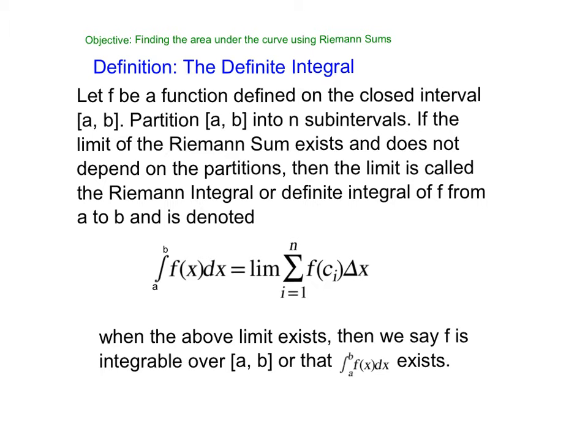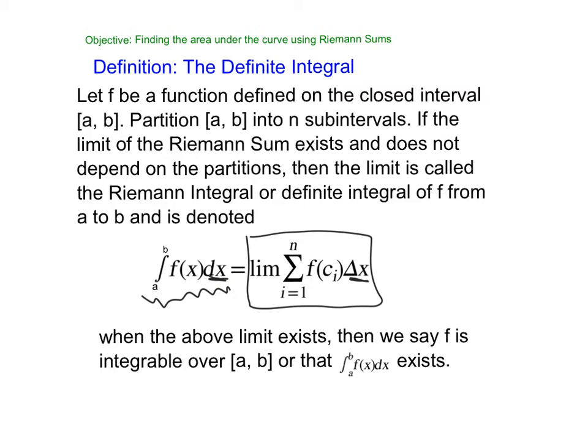So this is called the definite integral. So let f be a function defined on the closed interval. We partition into subintervals, so that's your rectangles. If the limit of the Riemann sum exists and does not depend on the partitions, then the limit is called the Riemann integral, or definite integral of f from a to b, and is denoted. So basically, instead of writing out, okay, we're adding up all these rectangles, this is our notation, and that just means find the area under the curve. So that's our function, find the area under the curve from a to b, right? This dx is just another way of saying delta x.